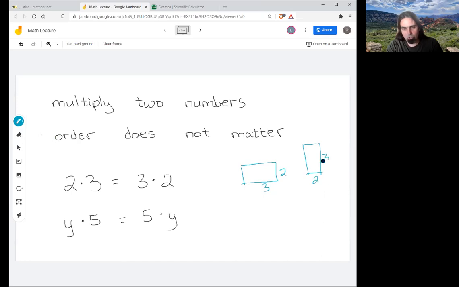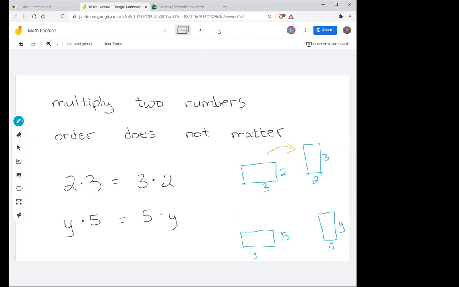It doesn't matter if we turn our rectangle in space a little bit. It's still the same size when we shade it in. If I have a rectangle and I have y and 5, and you draw a rectangle that's 5 and y, then they have the same area. That makes sense to everybody?